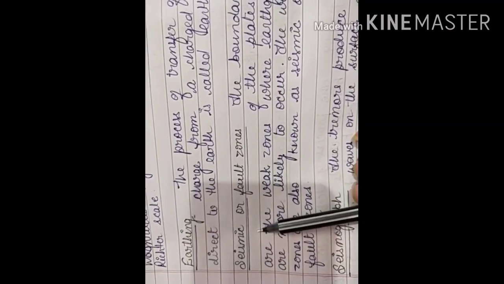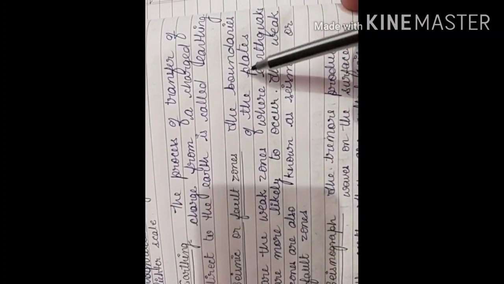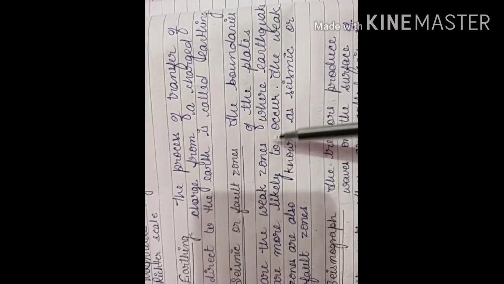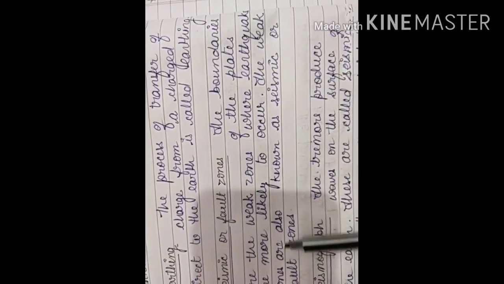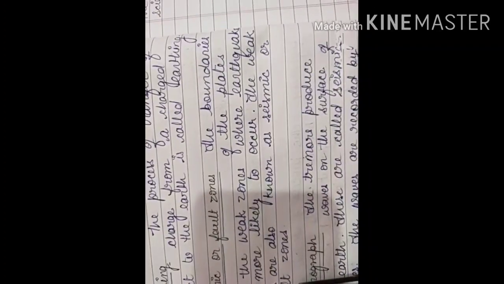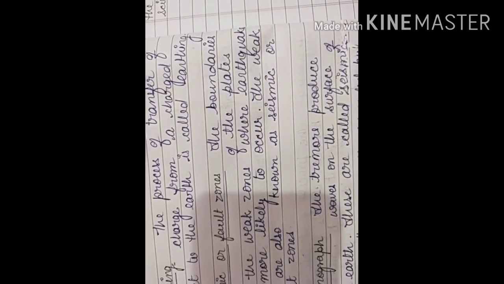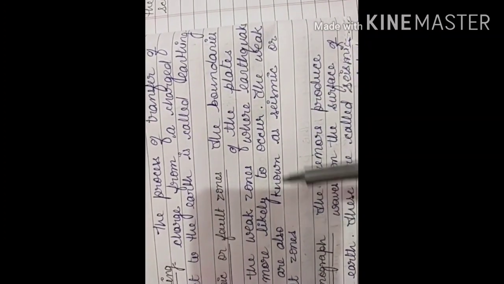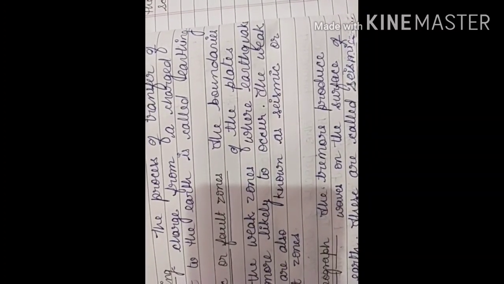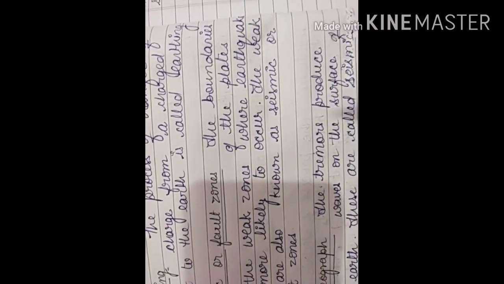Next is seismic or fault zones. The boundaries of the plates are the weak zones where earthquakes are more likely to occur. You know the plates, the tectonic plates. These plates have boundaries where the possibility of earthquake is more; the boundary areas are more prone or susceptible to earthquakes.